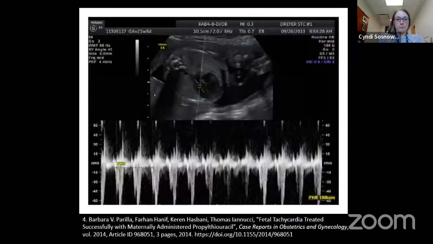This is another patient from an article I borrowed, done by Dr. Barbara Perillo, who I actually had the pleasure of working with at one of my community hospitals for a few years. This was a patient where they were doing the Doppler and noted the fetal heart rate. As Bree mentioned, you can use M mode or you can use Doppler. Here they got a fetal heart rate again of about 190. Interestingly, this patient was found to be hyperthyroid, and they were able to treat the fetal sinus tachycardia with propylthiouracil.